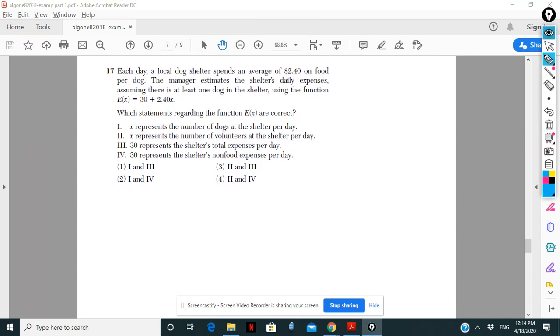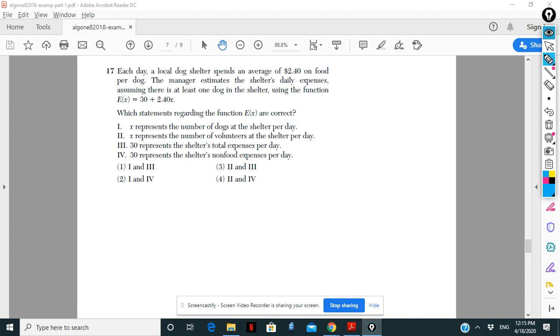Question number 17. Each day, local dog shelters spend an average of $2.40 on food per dog. The manager estimates the shelter's daily expenses, assuming that at least one dog is in the shelter, using the function y equals 30 plus 2.4x. Which statements regarding the function are correct?